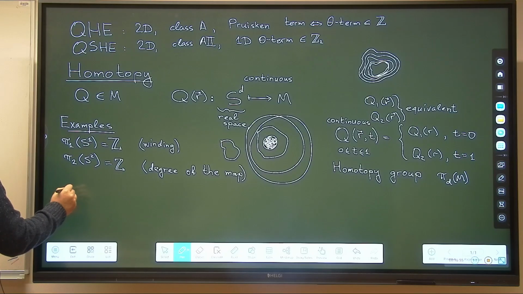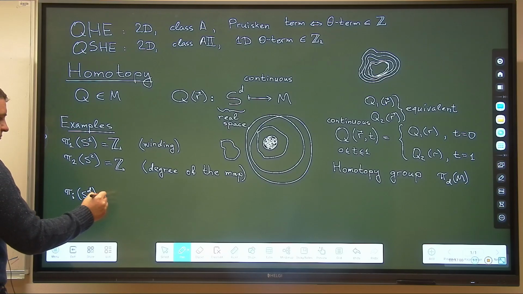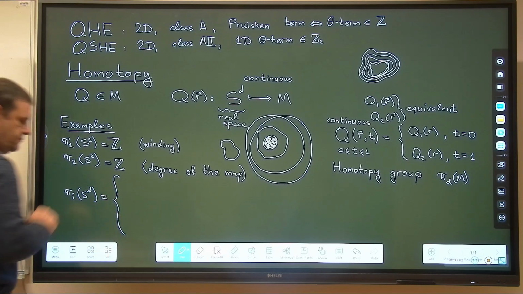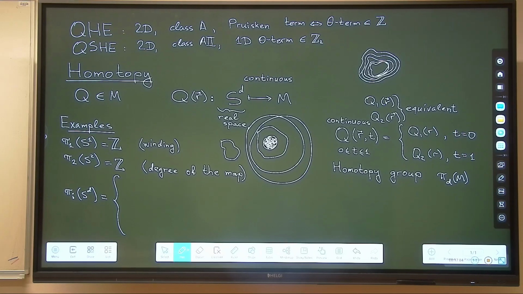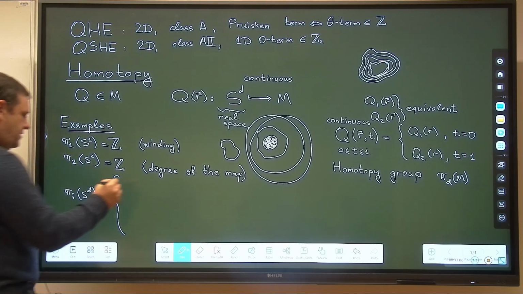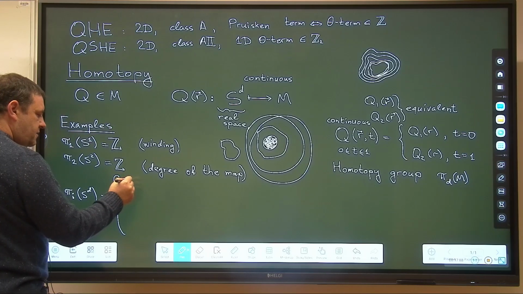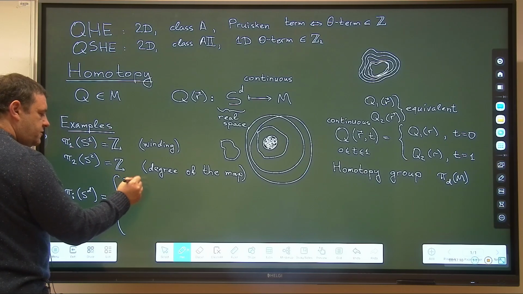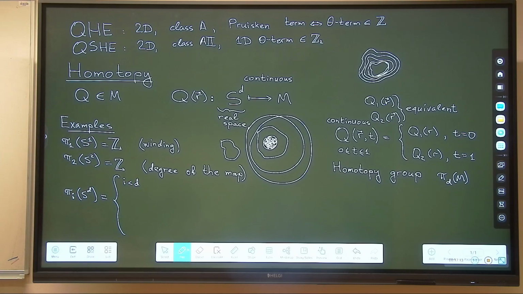Pi I of S D. There are 3 cases. Case number 1, if I is smaller than D. Imagine we are trying to map a one-dimensional sphere, a loop, onto a two-dimensional sphere, a usual sphere. How many homotopy classes do we have?